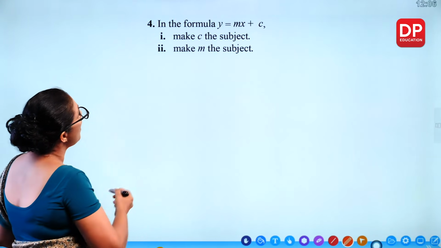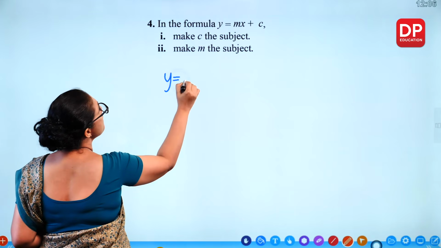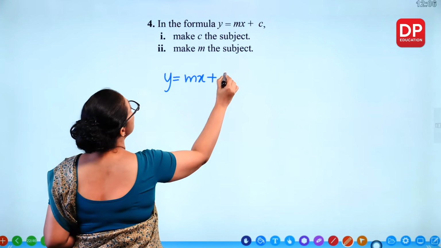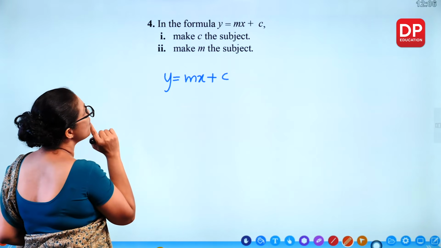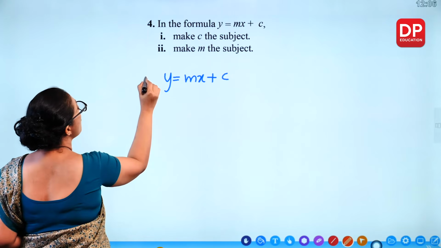In the formula y equals mx plus c, make c the subject of the formula and make m the subject of the formula.